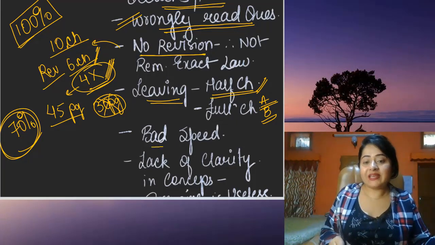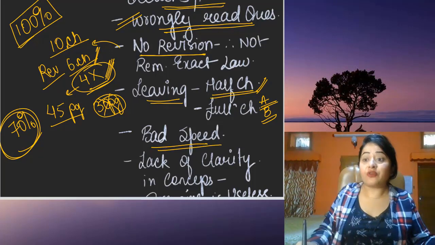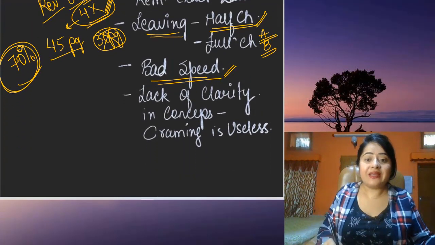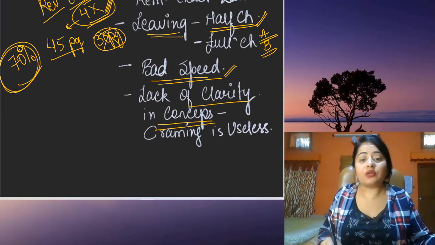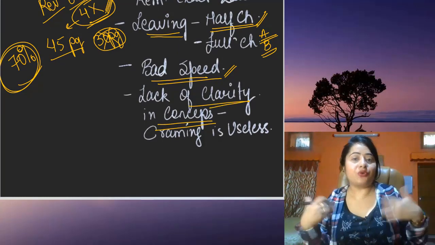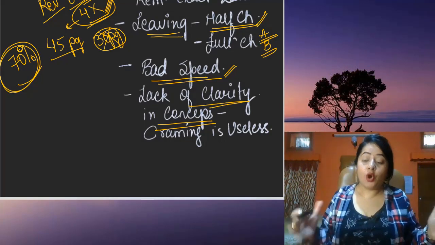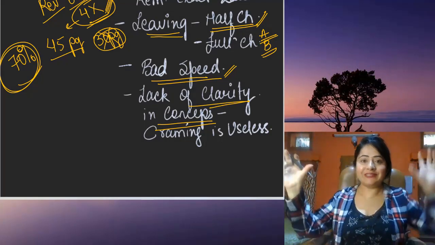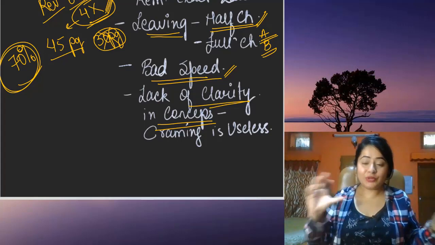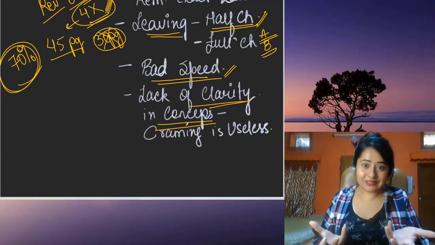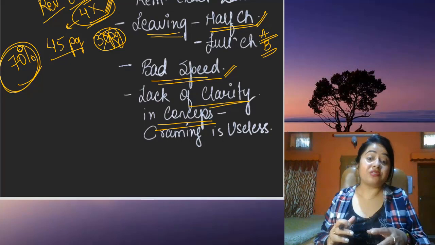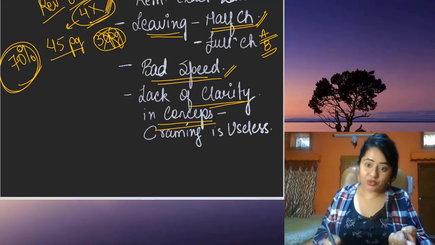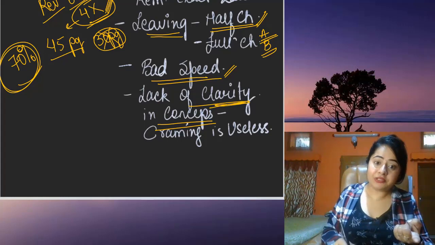Some students have poor speed, they can't write very fast, so this is something you need to work on if it is a problem for you. Next, students don't have clarity of concepts. They have simply mugged up or crammed the concepts, or maybe brushed through the chapters. They don't link the different sections, like I have said. They don't have clarity of why the law is like that, because sometimes a question comes to check whether you know the reason behind the law or not. So clarity of concepts is extremely important.